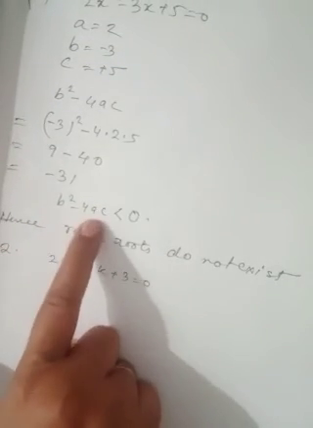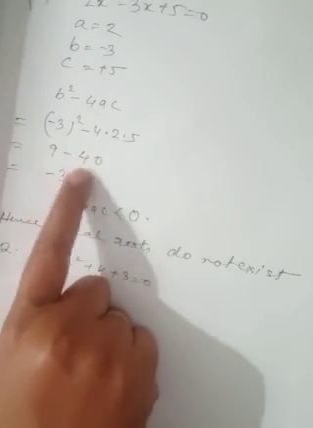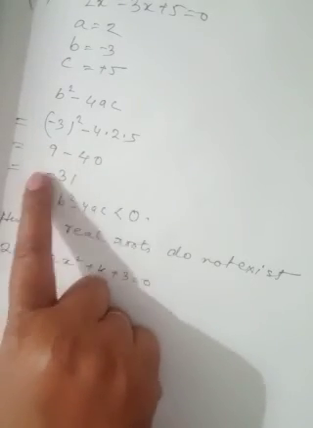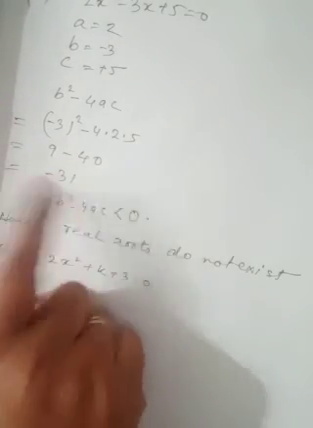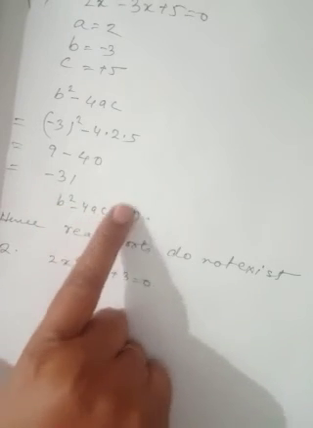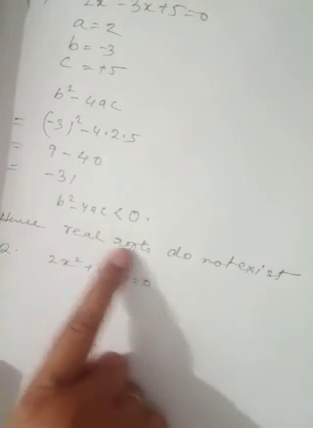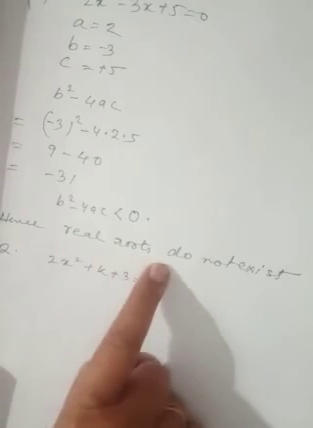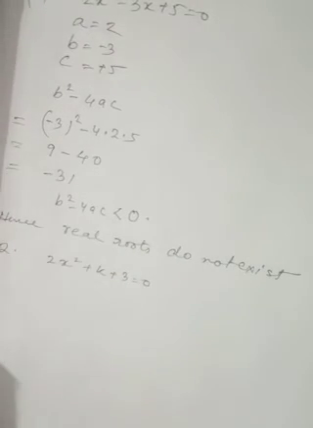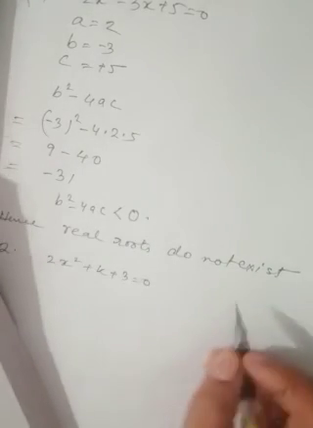So here you see the value of b square minus 4ac is negative. That means it is less than 0. So b square minus 4ac is less than 0. So hence real roots do not exist.